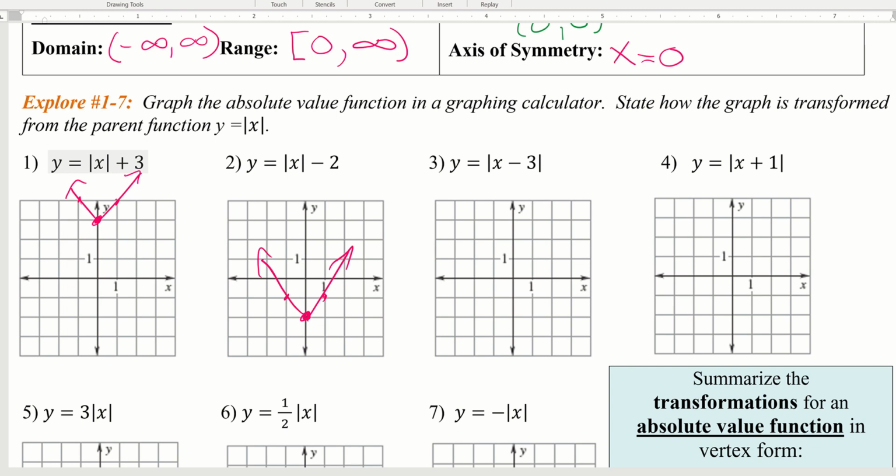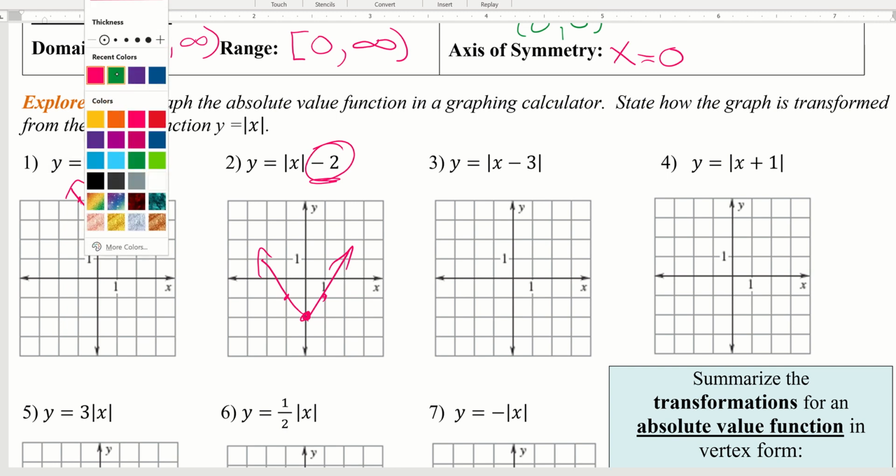Right? So you should notice something. What happens when there's a number outside of the absolute value? Right? What happens there? Now our next idea is, well, what happens here?